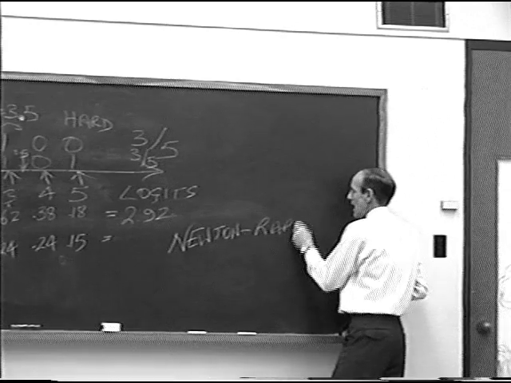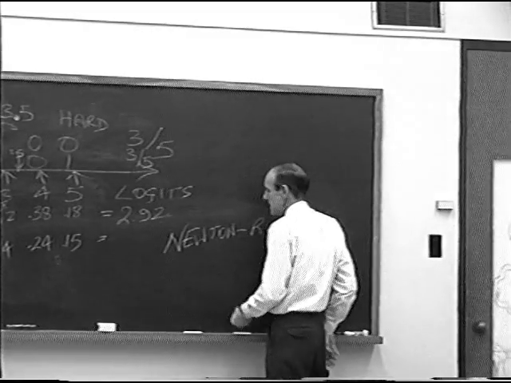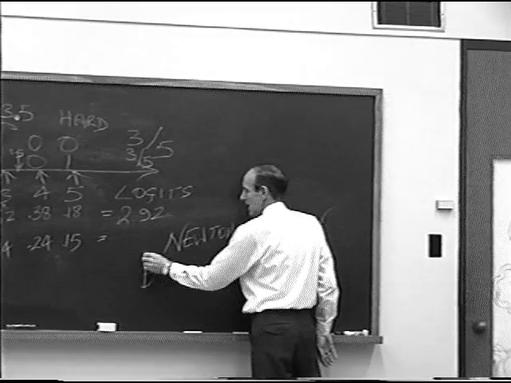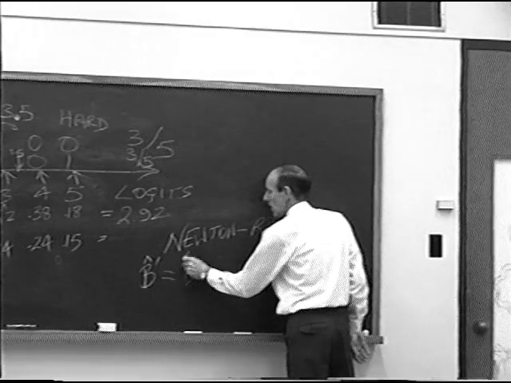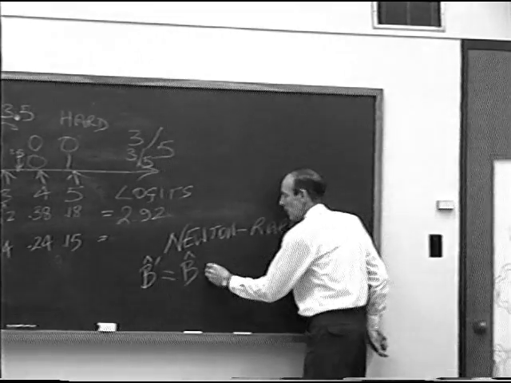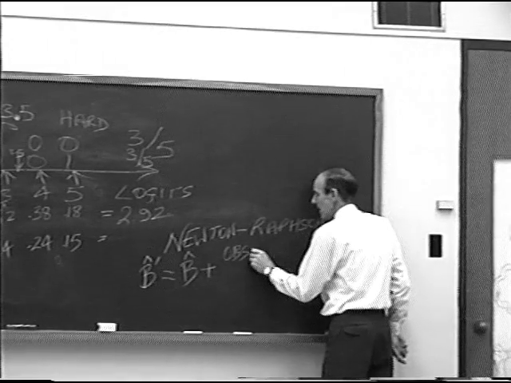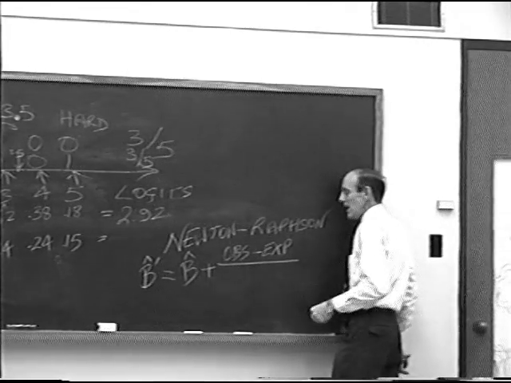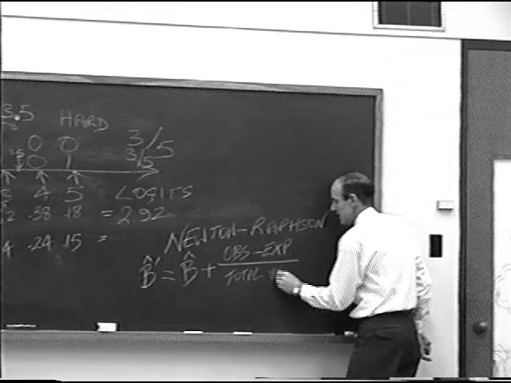Newton-Raphson. What that does is say that if our new estimate is B dash, and we want to know how to go from our old estimate of ability B hat, then what we do is take the observed score minus the expected score and divide it by total variance.